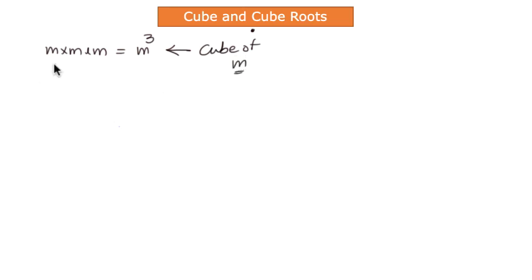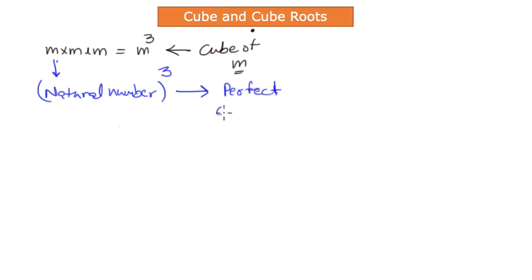And if m happens to be a natural number, and we know what natural numbers are, numbers bigger than 1, then the cube of a natural number is called a perfect cube. It rhymes with the definition of the perfect square: when you took a natural number m and squared it, what you obtained was a perfect square, correct? You remember the definition, right?